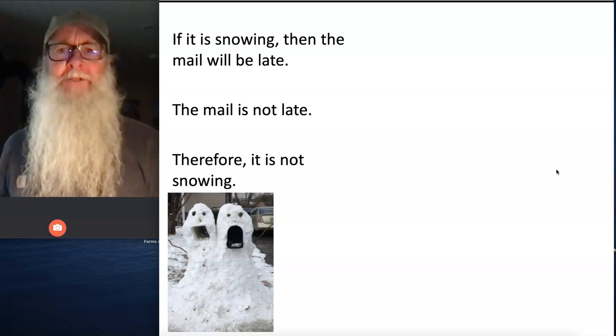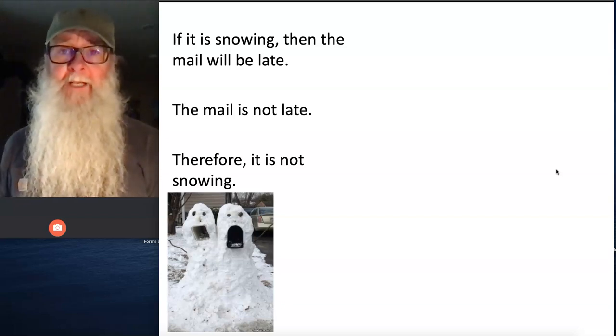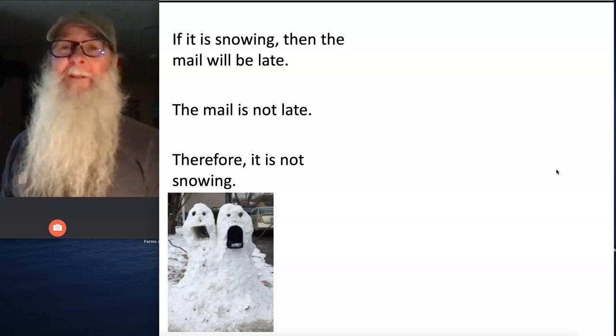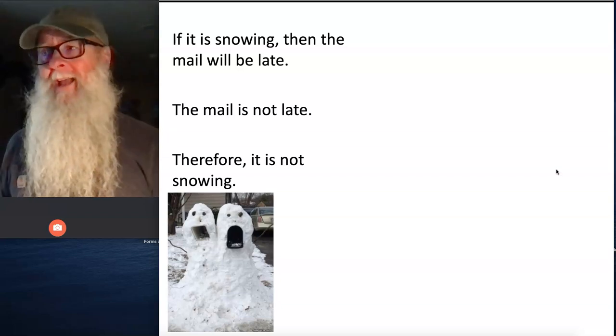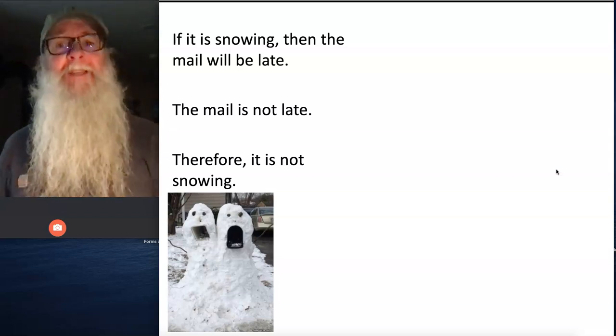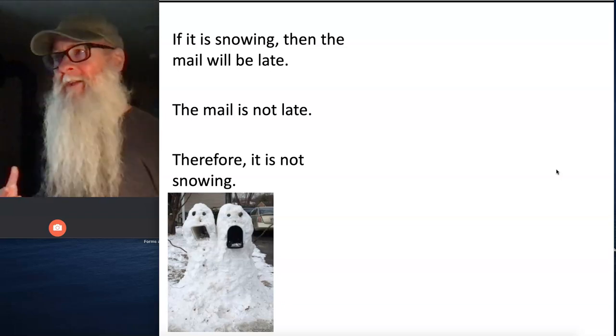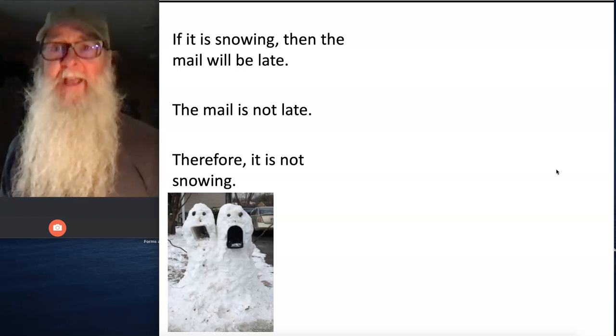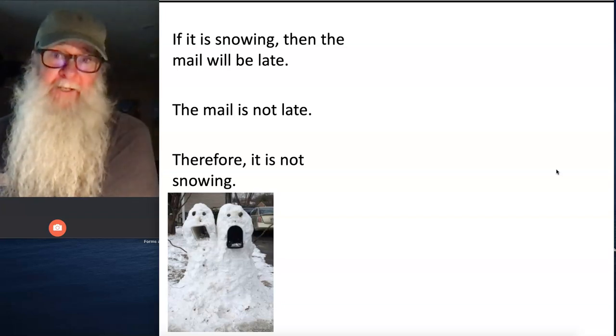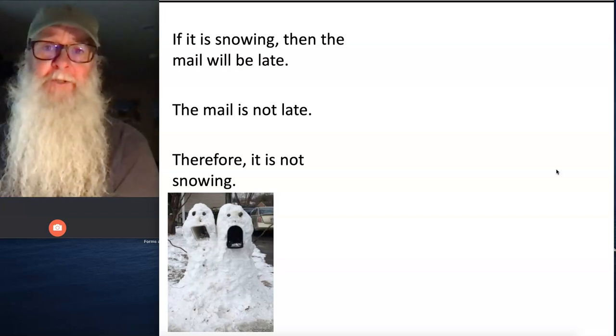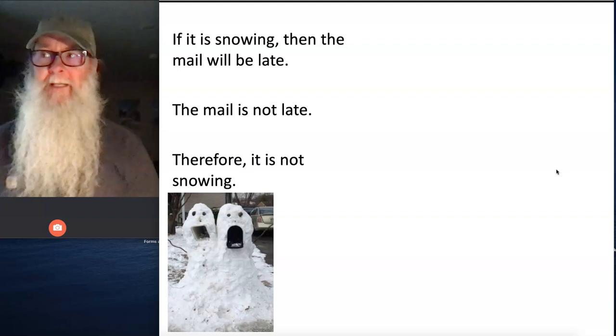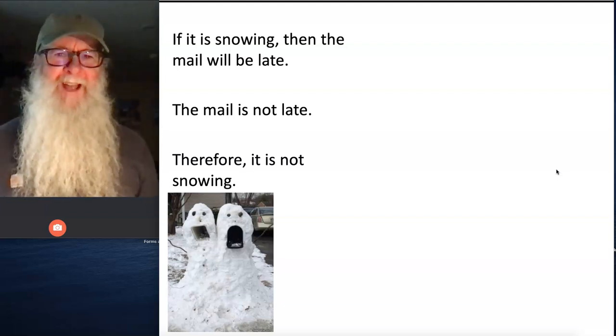Let's just assume that it's true that if it's snowing, then the mail will be late. And let's also assume it's true that the mail's not late. Does that mean it has to be true that it's not snowing? Is there any way that it could be snowing, if it's true that if it is snowing, then the mail will be late, and it's also true that the mail is not late? And the answer to that seems to be no.